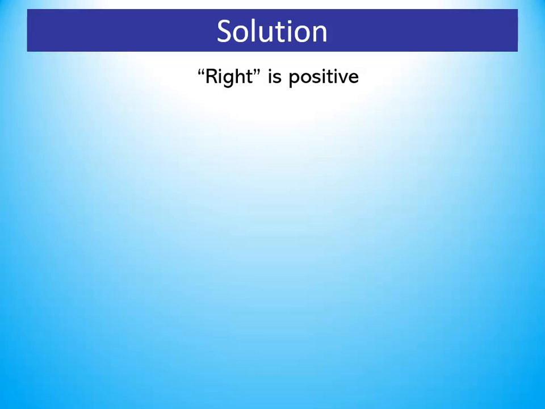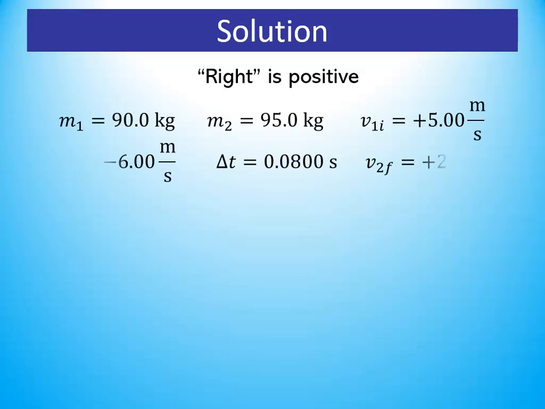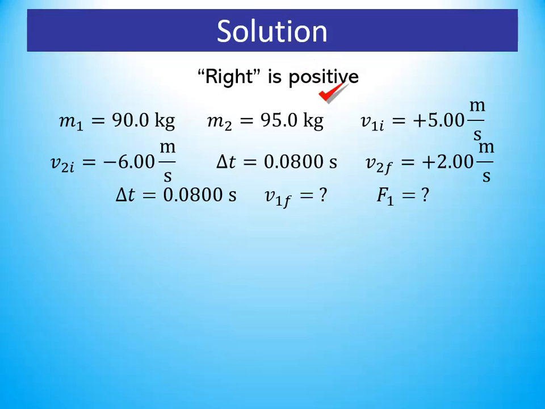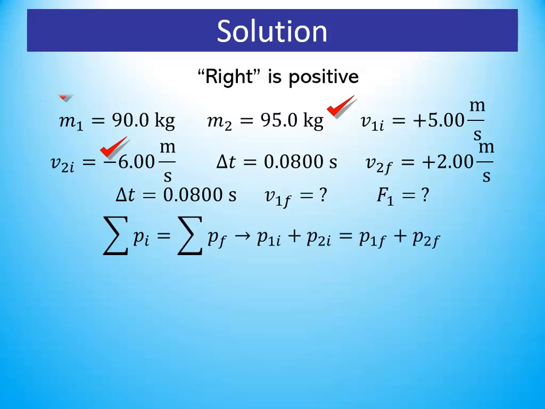Well, first of all, I'm just going to say that the direction toward the right is positive. So I write down my givens. Notice I also include a proper sign on something going to the left. And then I'm going to solve this using conservation of momentum. So a check for using conservation of momentum and a check for writing out each of the momentum terms.